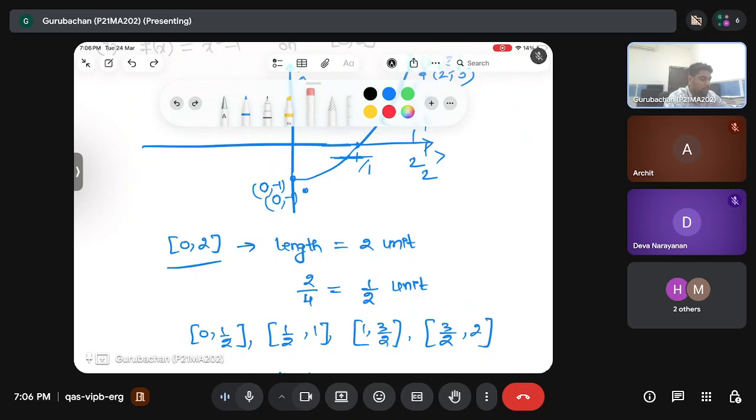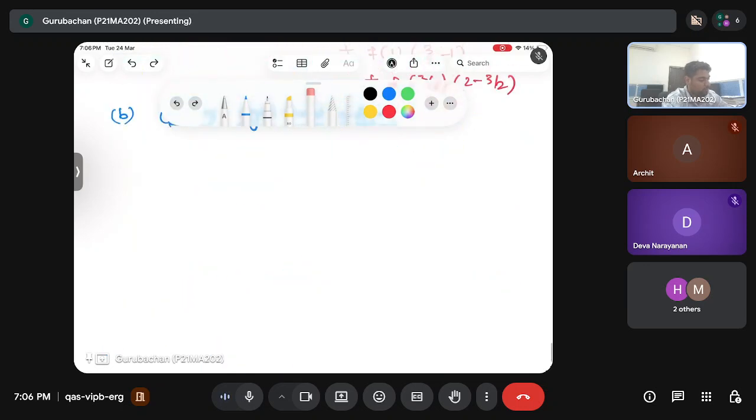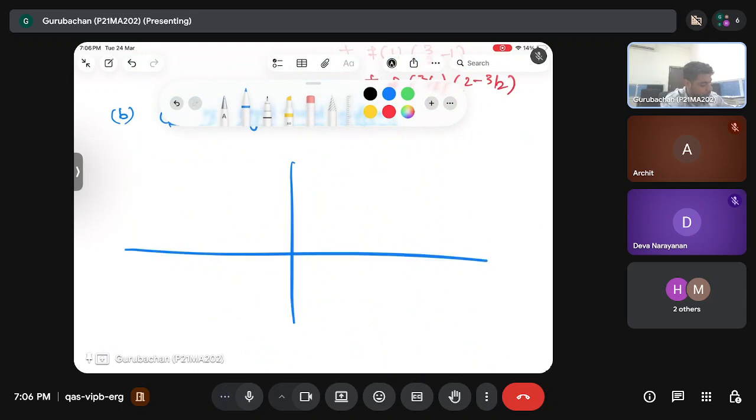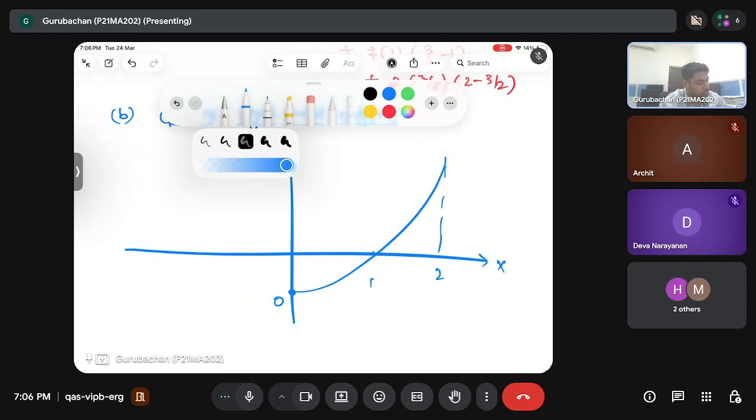So let's just not worry. Draw it again. The best way is around that. So this is your 0, this is your 1, and this is your 2. This is your half, and this is your 3 by 2.